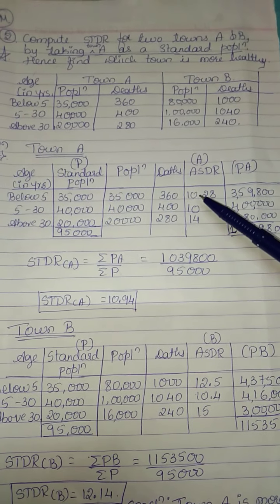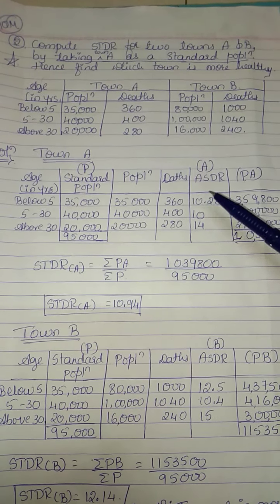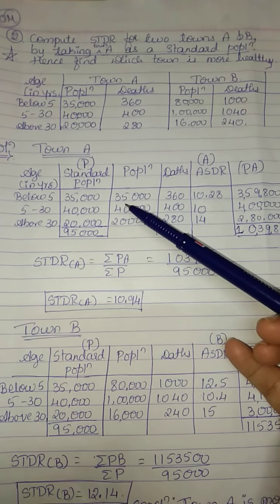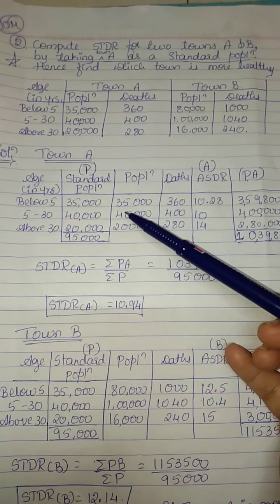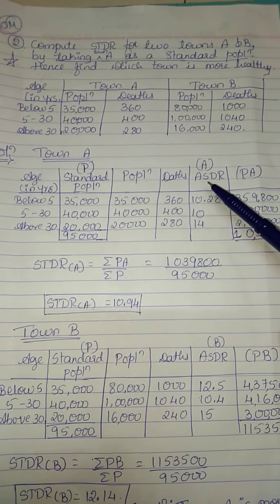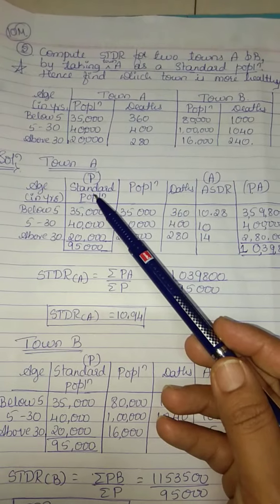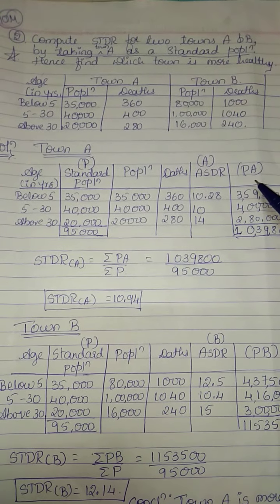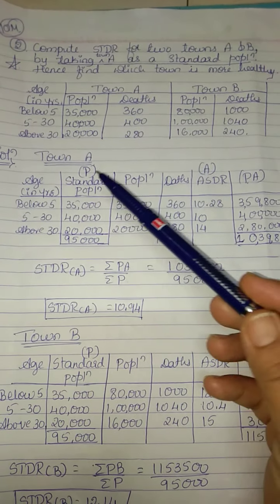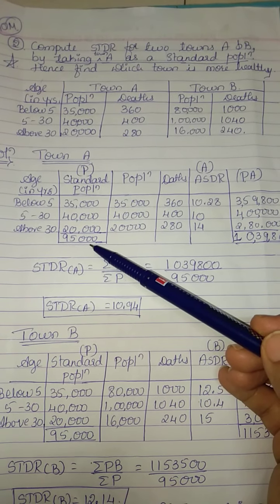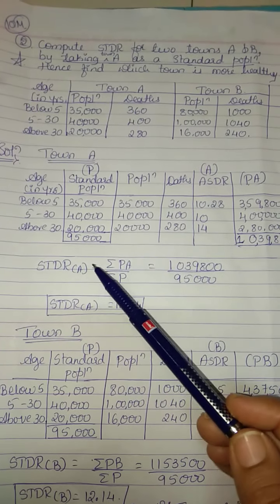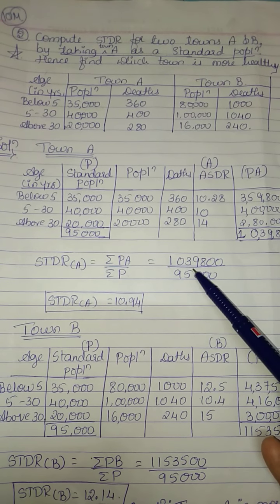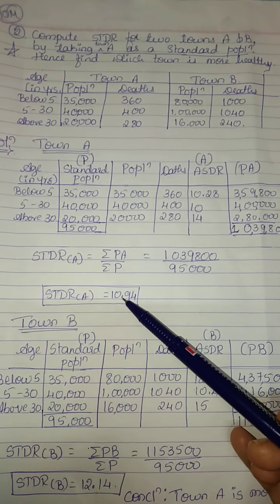ASDR you have to calculate: 360 divided by 35,000 into 1000. You all know that. As usual, calculate ASDR. Standard population is denoted by P. ASDR is denoted by A. Calculate P into A, get the total of this and get the total of the standard population. The formula is STDR equals summation PA by summation P. Substitute and get the result.